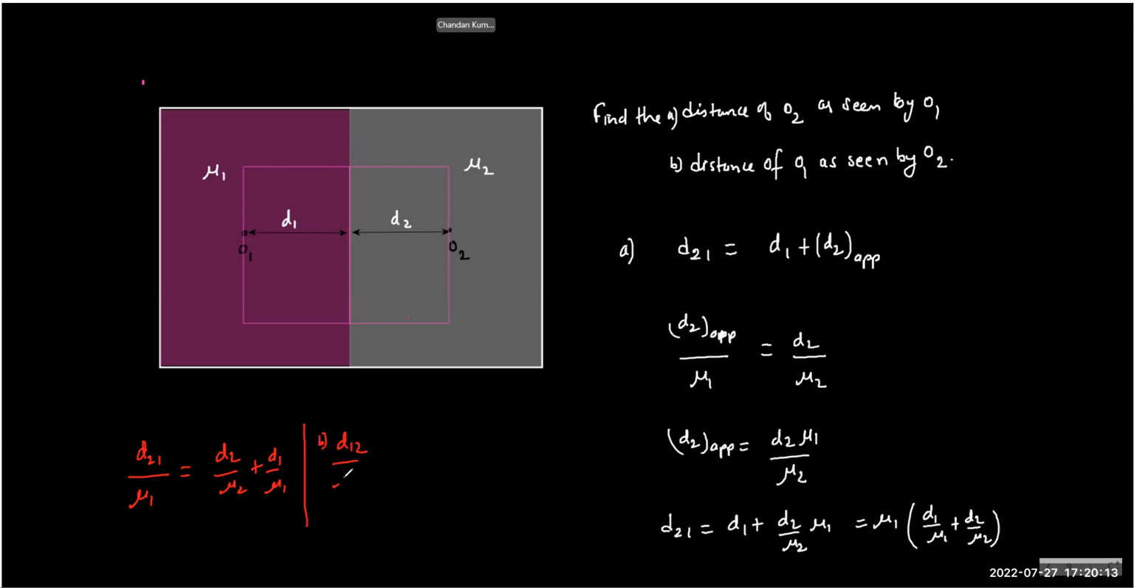So we can add this by mu2 equals to the direct formula. So D12 turns out to be D2 plus mu2 by mu1 into D1. The way you can think, slab formula, or you can think as the apparent real, it is up to you how you want to understand this. Is this clear?